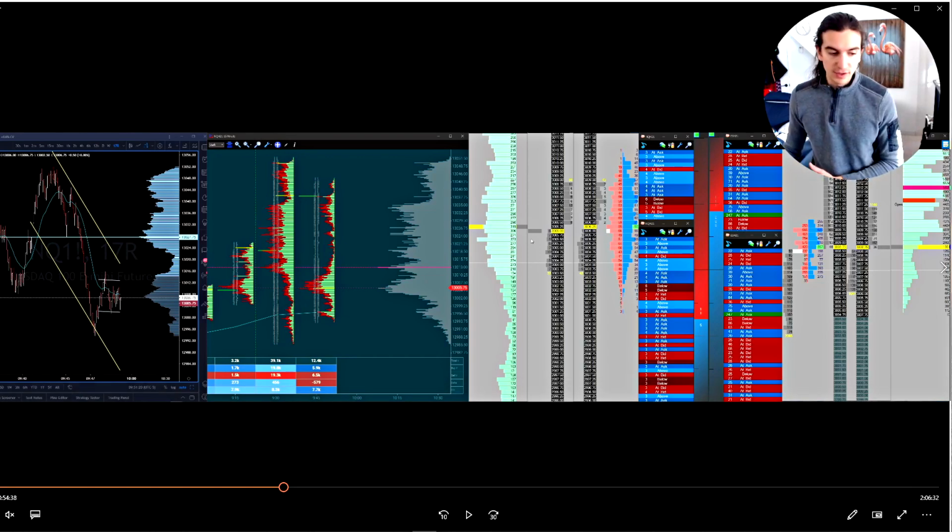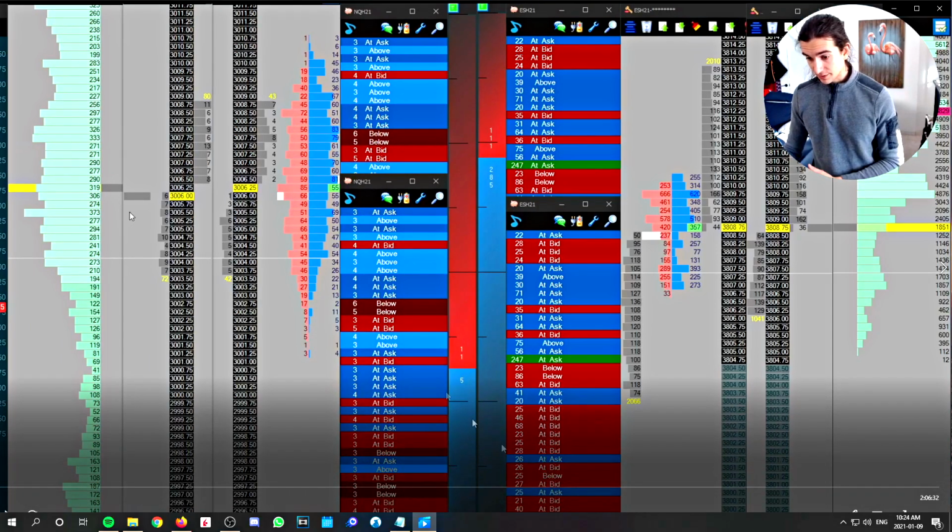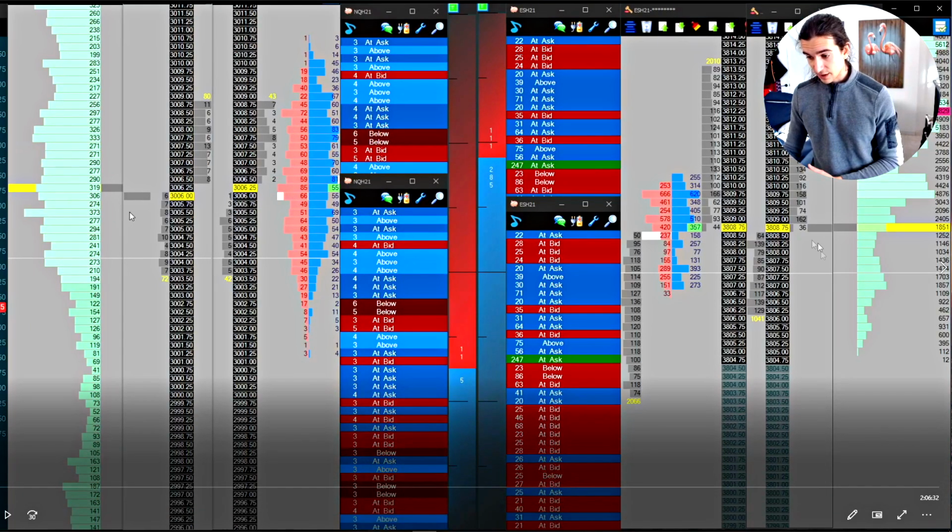That's why I removed it off of my main screen. So you guys with me? So this is what I've got on my main screen right in front of me. I've got the NASDAQ here on the left, and I've got the S&Ps here on the right. I do not trade the S&Ps.